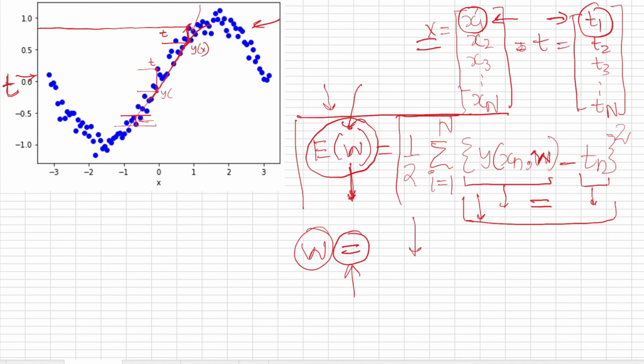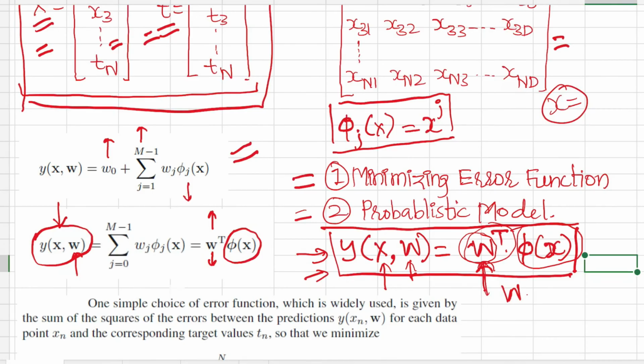There are a number of different error functions we can use, and this squared difference between the predicted value and the original value is one error function which we use extensively in the area of machine learning.